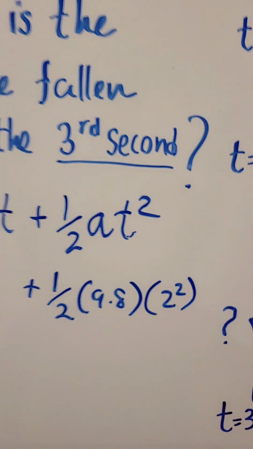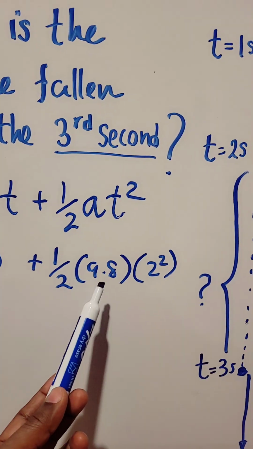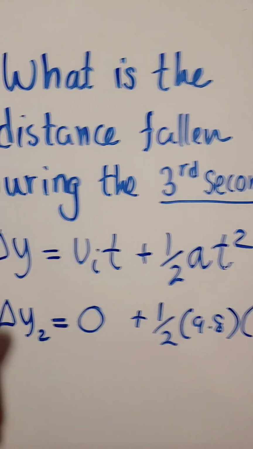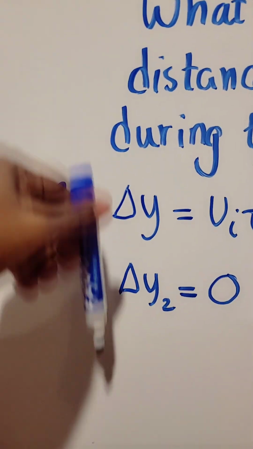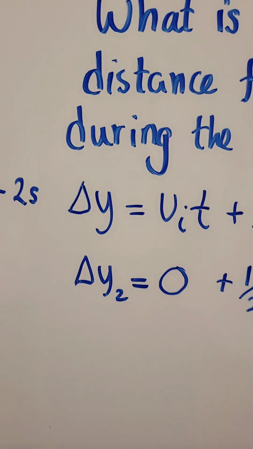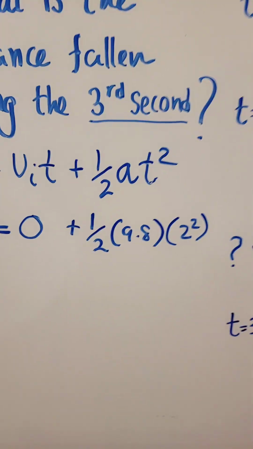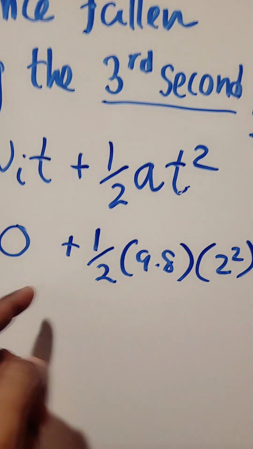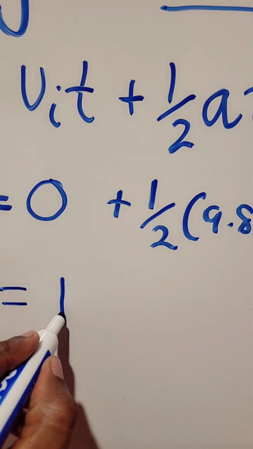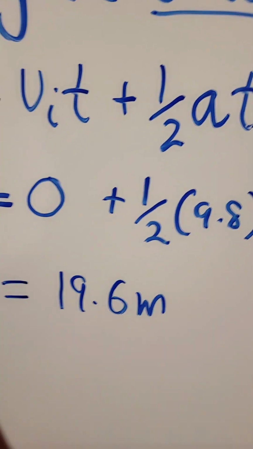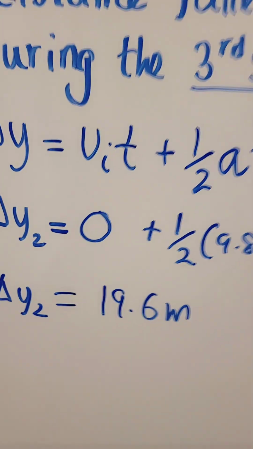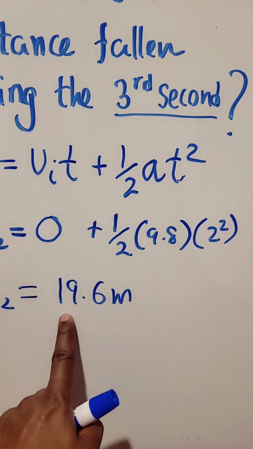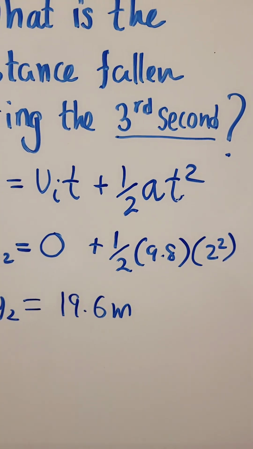You might ask, why did you put 9.8? Shouldn't it be 9.8 with a negative sign? Remember, I'm going to consider the downward direction as my positive direction, so that's why I'm using the positive number. When you solve this, you get 19.6 meters for delta y. So after 2 seconds, the distance of the object from the start point is 19.6 meters.